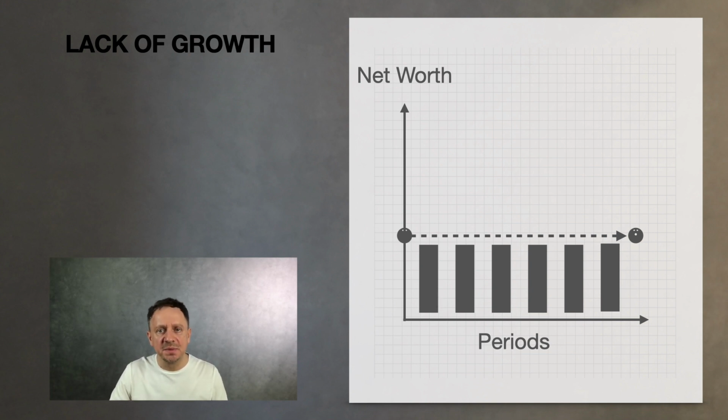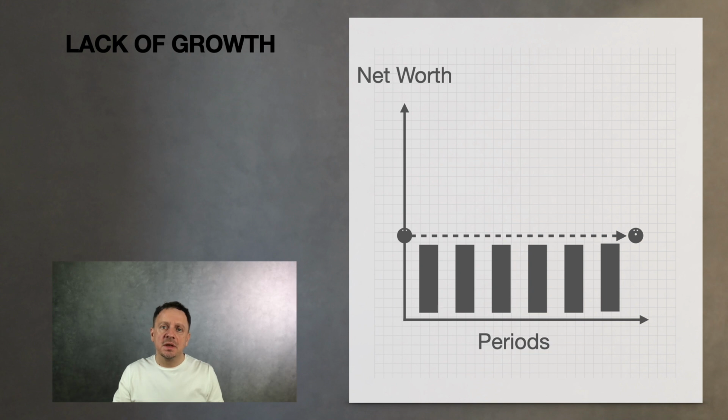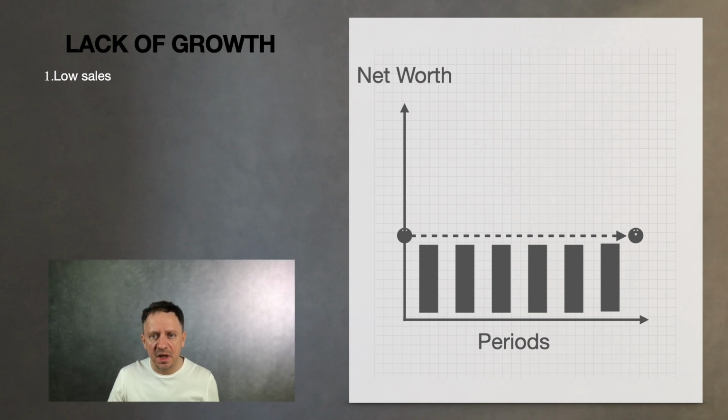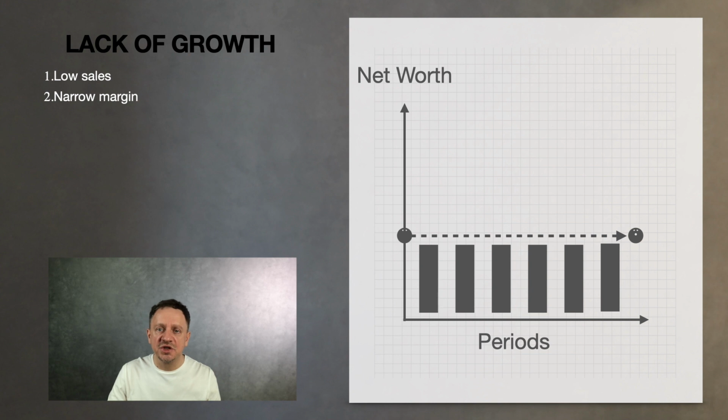And what might be the particular reason for that? Maybe this company does not sell enough. Maybe just below the break-even point. Maybe they sell quite a lot, but with a low margin rate. Or maybe they generate huge margins, but the operating expenses eat them all.